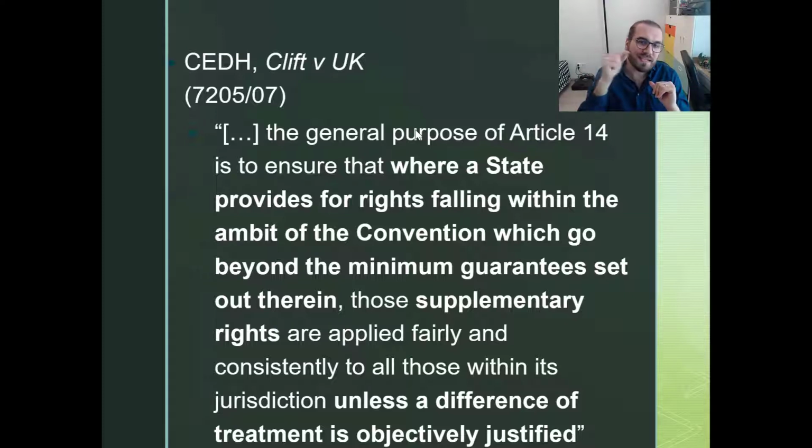Okay, so you need to fall into the scope of the rights protected by the convention, but you don't need to also have a breach of a right protected by the convention. Okay, so Article 14 is not just a parasite of other rights, it's also something that has an autonomous importance.